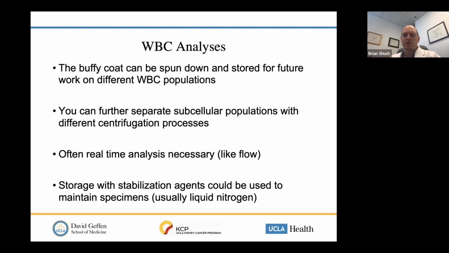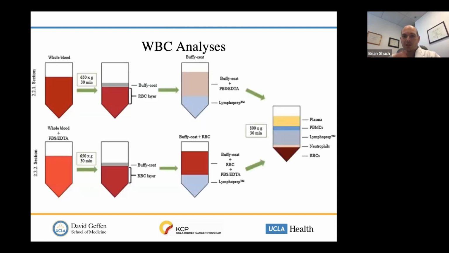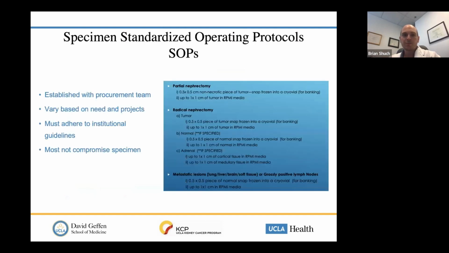And then for liquid nitrogen, obviously, if you're going to bank these long term, they do better, I think, in liquid nitrogen rather than at -80. So it's important. So clearly, there are different kits, different spin processes. Do Ficoll gradients, and you can collect the population you really need or want.